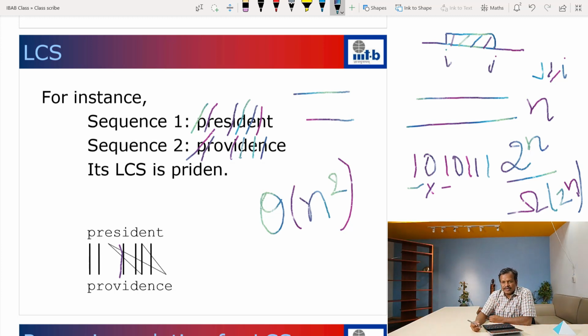So the number of substrings that each of them will have is order n square, and so once you have these order n square numbers, then if you want to find the one which is common to both of them and pick the one which is maximum of them, this brute force way of doing this would take order n cube time. But there are fast algorithms.